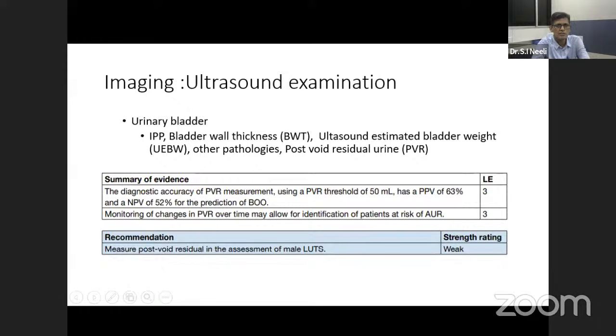Now, amongst this, the intravesical prostate projection, bladder wall thickness, and residual urine are again indirect urodynamic assessment of the lower tract. So the diagnostic accuracy of these is very poor, and it also depends on the threshold at which we fix. For example, a post-void residual urine with a threshold of 50 ml has a positive predictive value of 63% and a negative predictive value of 52% for bladder outlet obstruction.